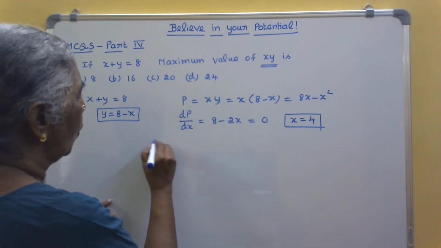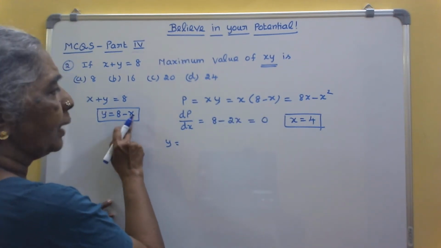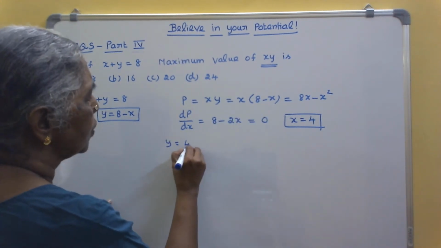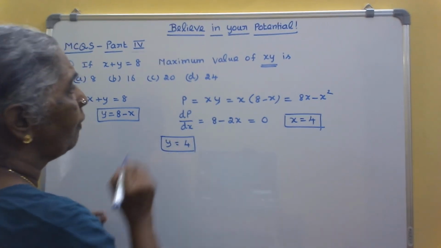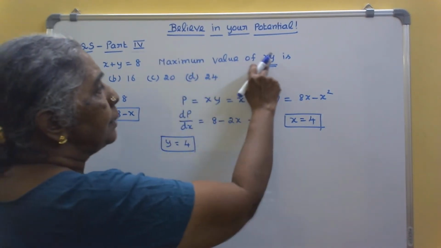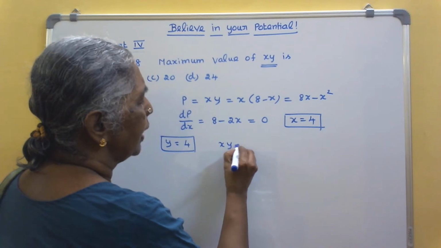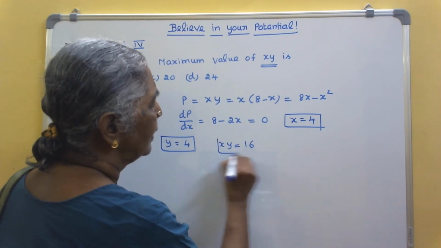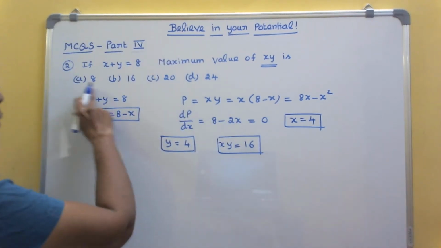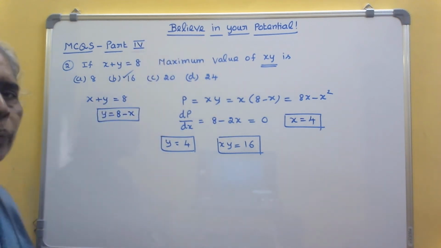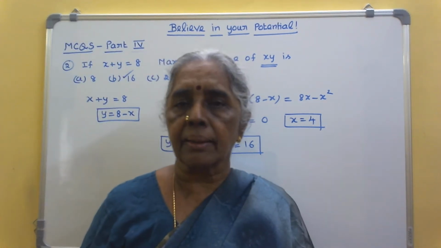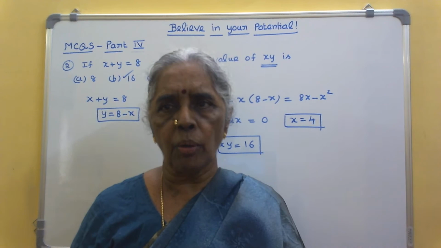When x is 4, what will be y? y is 8 minus x, so 8 minus 4, so y will also be 4. We want the maximum value of xy. So xy will be 4 into 4, 16. So check the options. Option B is the correct answer. Do you understand how to go about this sum?